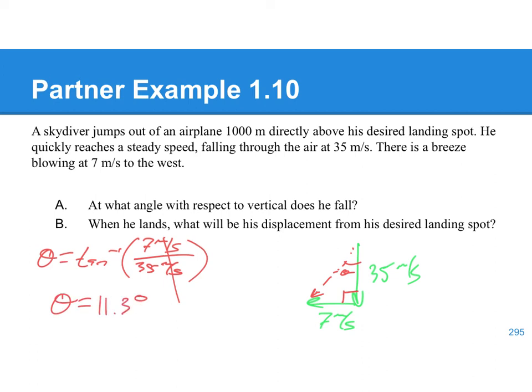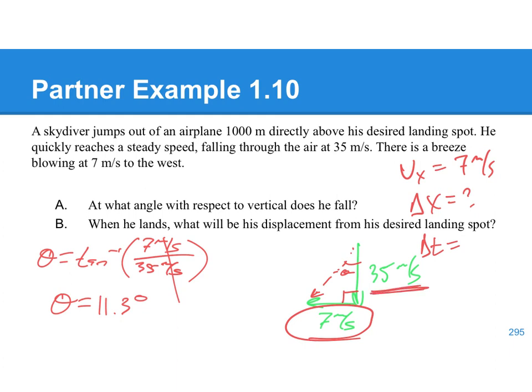When he lands, how far will he be from the landing spot? Well, he did drop straight down on it, but the wind is pushing him 7 meters per second to the left. So his velocity in the x direction is 7 meters per second. And we're curious about the displacement in the x direction. So what I need is the time in the air. And the time in the air is going to come from the y direction. And this is actually a good concept to link us to our next big topic, which is projectile motion. Because sometimes we can use information in the y direction to help us in the x direction, because he doesn't spend more time in the x direction than he does in the y direction.